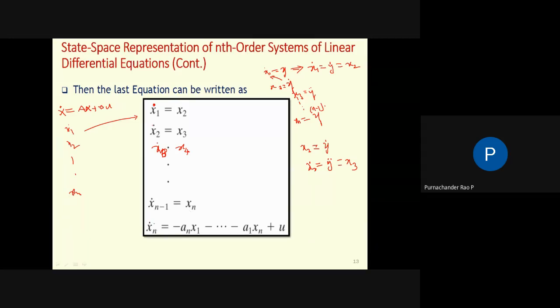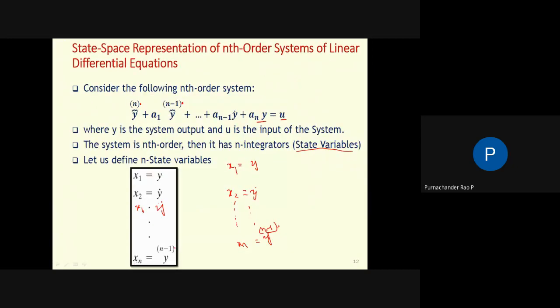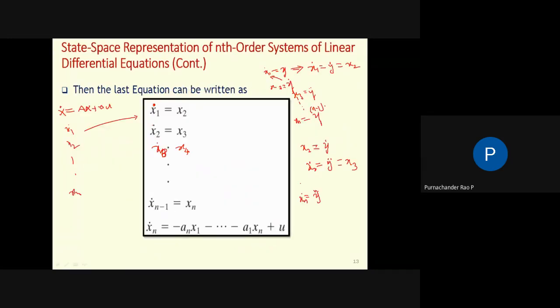Now xn dash will be equal to yn dash. Here xn is equal to y(n minus 1) dot, and therefore xn dot will be equal to yn dot.